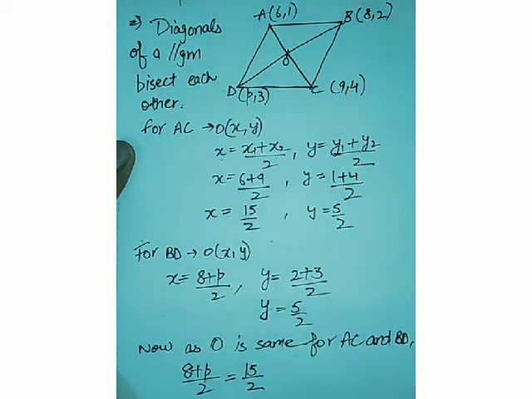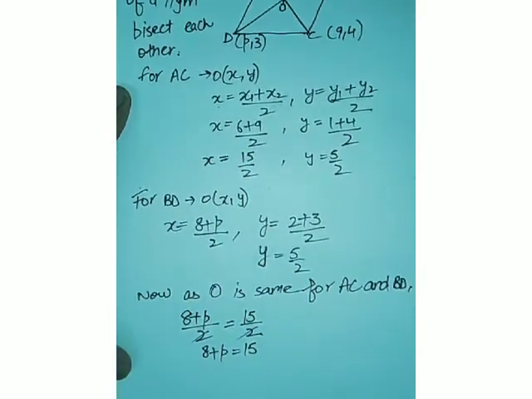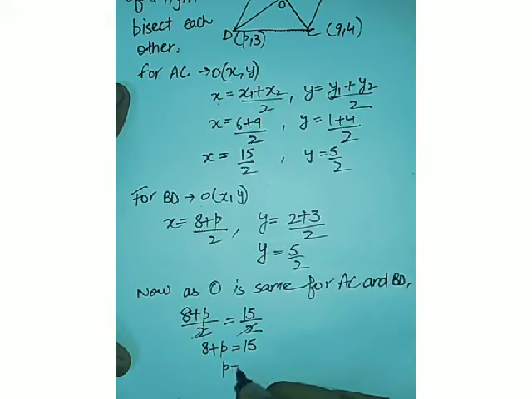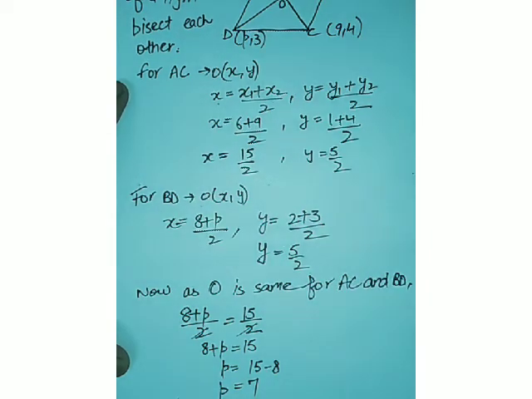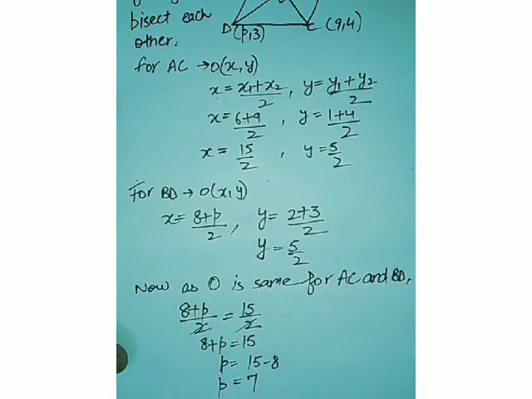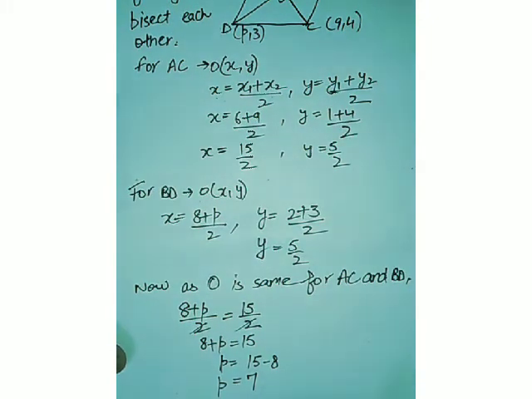So now we will find P. Now 2 will be cancelled from both of the sides. 8 plus P is equal to 15, and P is equal to 15 minus 8, that is 7. So P is 7. We were supposed to find the value of P, and we have found the value of P. This is how to solve sums including the parallelogram concept.